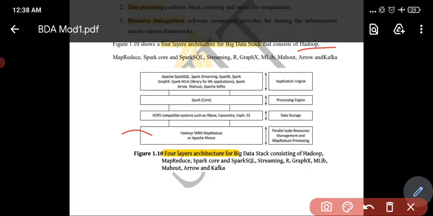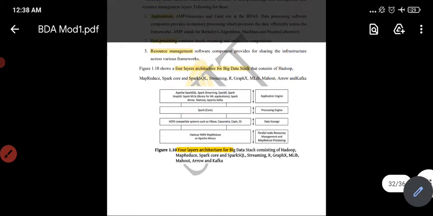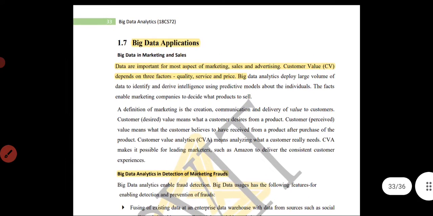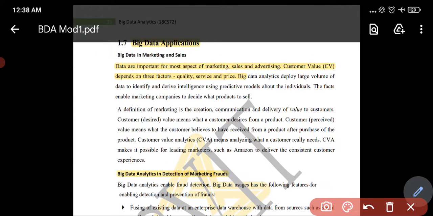Hadoop YARN is used, Hadoop Distributed File System is used, Spark is the processing engine, and Spark SQL is the application engine, with Hadoop Distributed File System for data storage and Hadoop YARN for parallel tasks. So this is the four-layer architecture of the big data stack consisting of Hadoop, MapReduce, Spark and Core. Moving on to the next important question, that is big data applications.